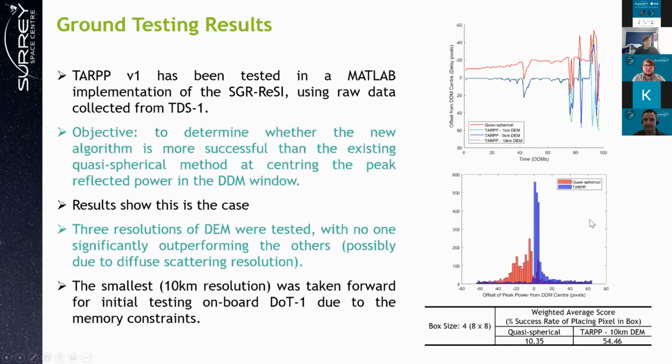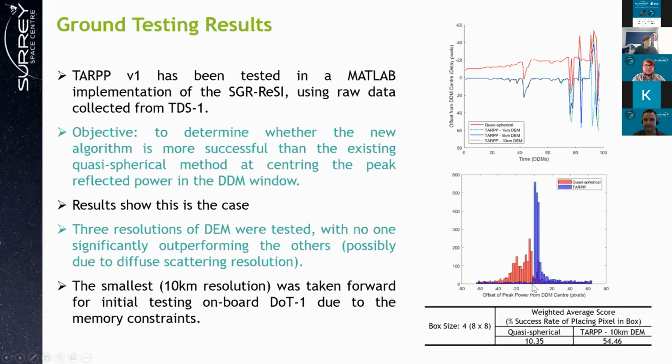And if we look to the bottom graph, this is just another representation of the same data, the offset, but as a histogram, and it does show quite nicely that in general, the TARP algorithm is placing that peak power at the center of the DDM, whereas there's a much wider spread, including to this top part of the DDM, with the quasi-spherical.